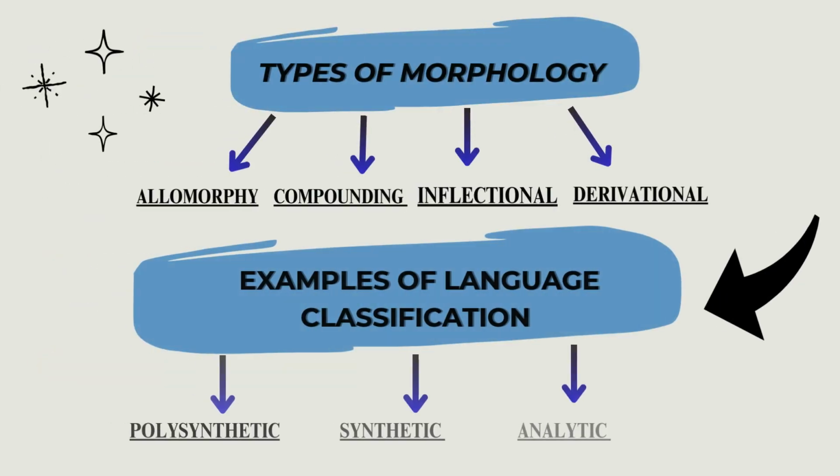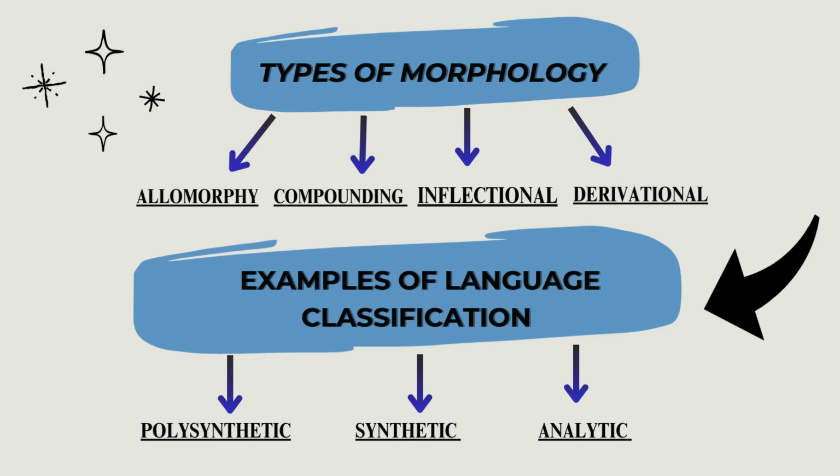Now, let's explore the main types of morphological processes that occur in languages, with detailed explanation and examples. Number 1. Allomorphy. This refers to the different forms a single morpheme can take, depending on its environment, like in the English language.